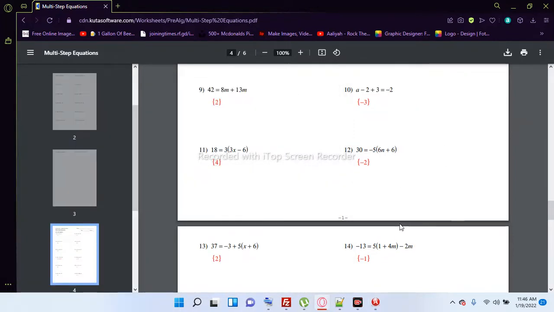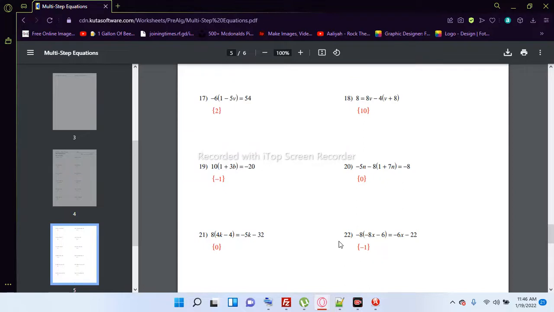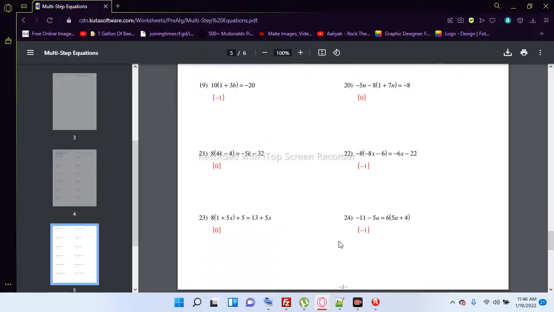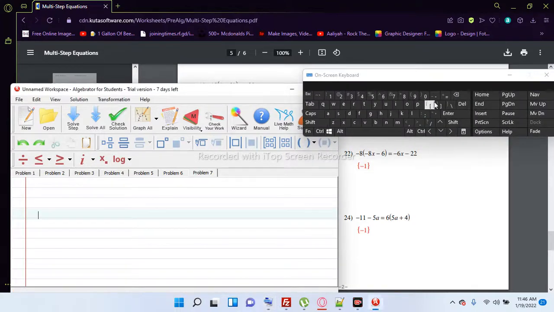Let's see if we can find something else in here. That was a very hard one to do. Let's try this number 22. So we go new, okay? And it's a negative 8. So you go negative 8, parentheses. Negative 8x again. Negative 8x minus 6.